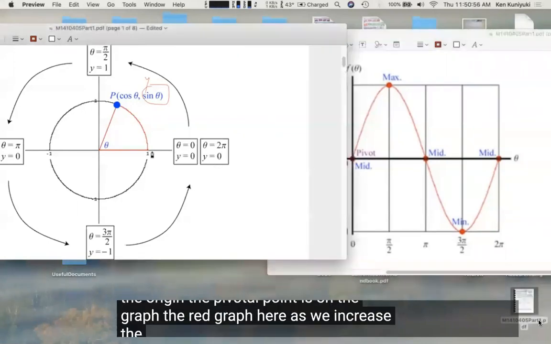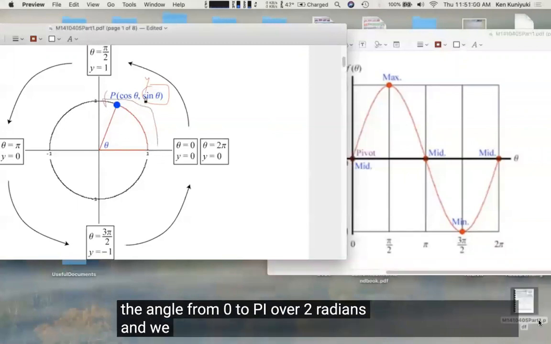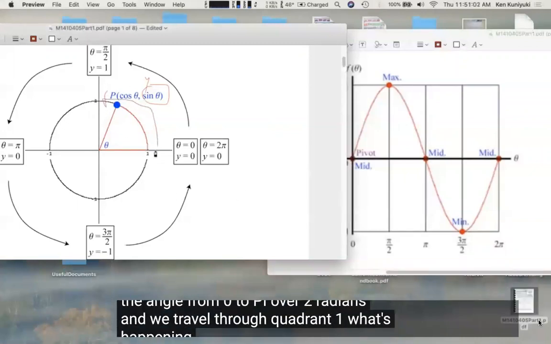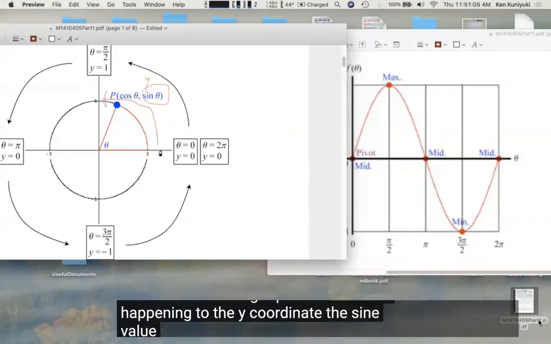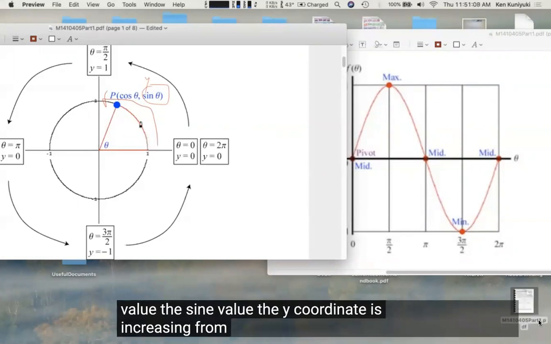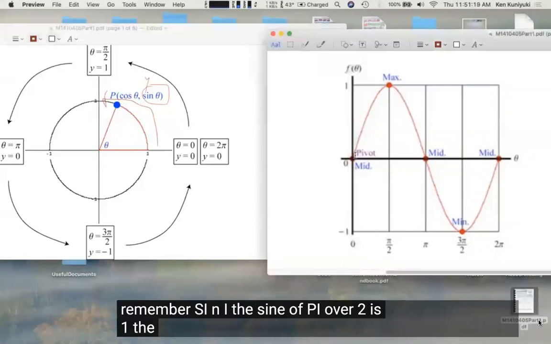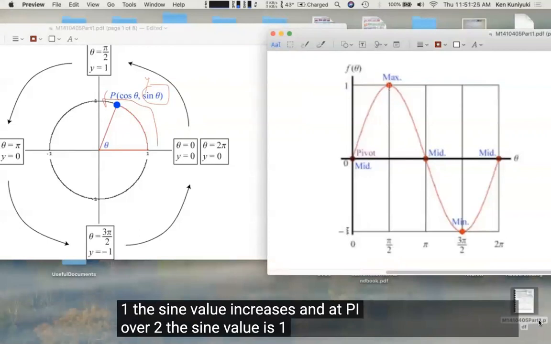As we increase the angle from 0 to pi over 2 radians, and we travel through quadrant 1, what's happening to the y-coordinate, the sine value? The sine value, the y-coordinate, is increasing from 0 up to 1. And the sine of pi over 2 is 1. Remember, S-I-N, the sine of pi over 2 is 1. The sine value increases, and at pi over 2, the sine value is 1.